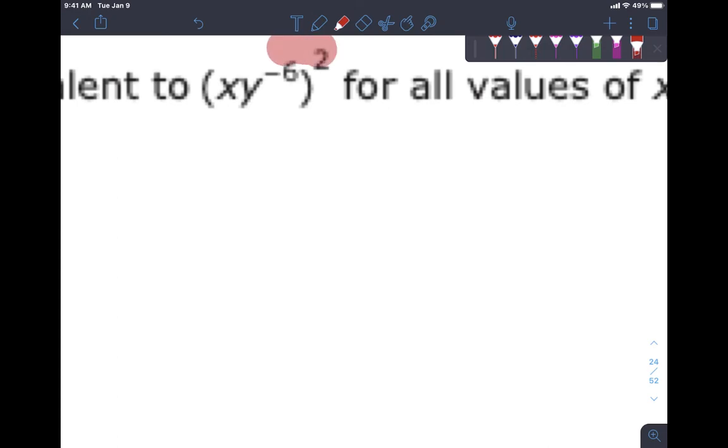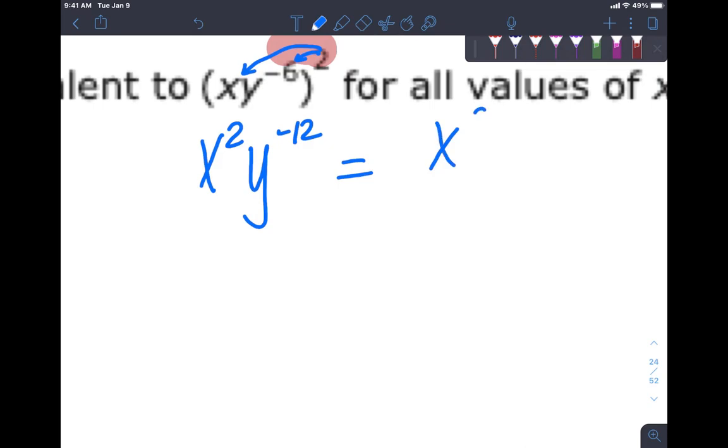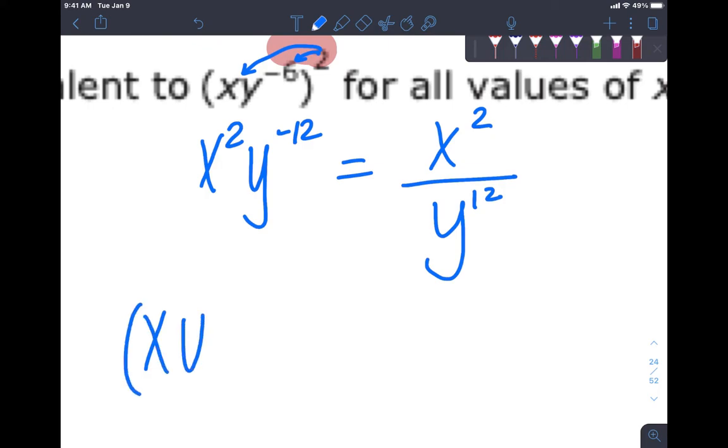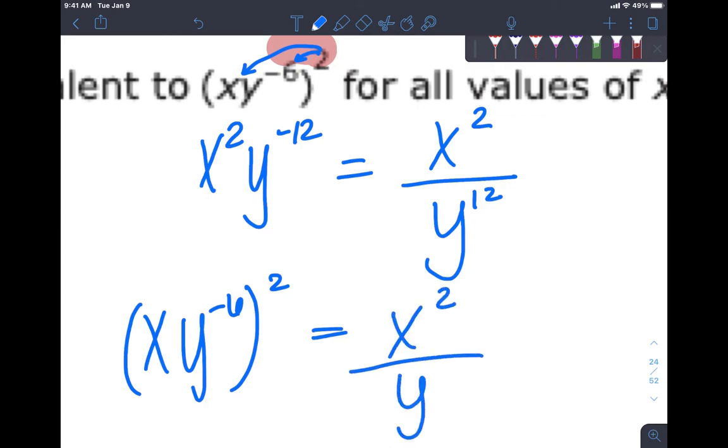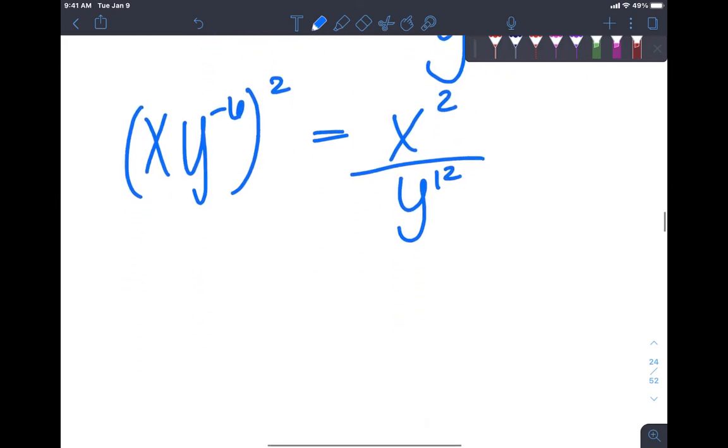So anytime I see stuff on the outside, my first thought is, okay, exponents distribute to exponents. So x squared y to the power of negative 12. All right, I see a negative. I don't like that. I'm going to leave that at the top and move the negative 1 to the bottom. All right, that looks like a final answer to me. So I'm going to ask my calculator, hey, is this the same thing as this, to see if I got my answer right.